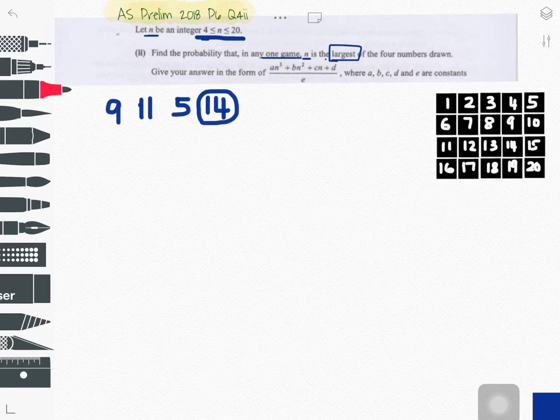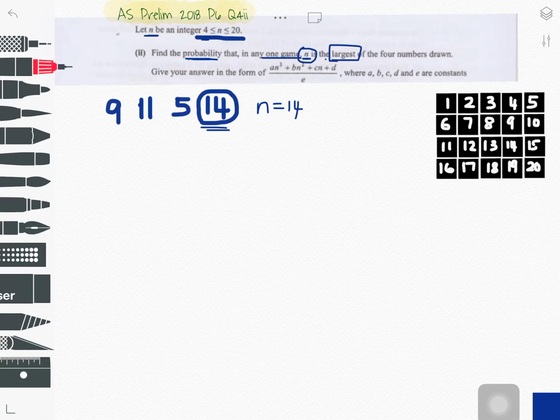I need to find the probability. The question clearly says find for me the probability where 14 is the largest number. Are we not focusing on the n? What is my n here? My n here is 14. So now 14 is the largest of the 4 numbers. I just have to find the probability of getting the 14. It's just that I have to make sure 14 is the largest.